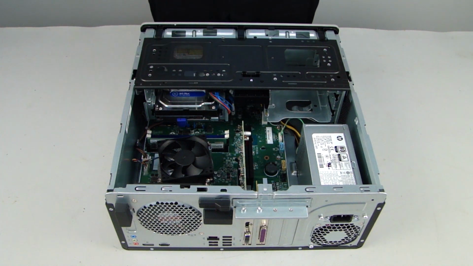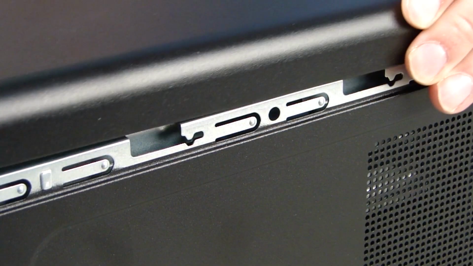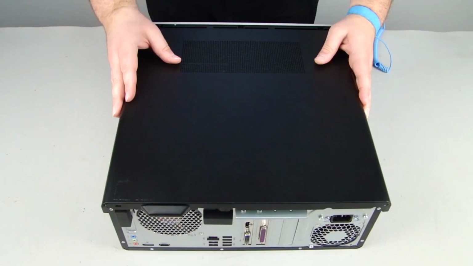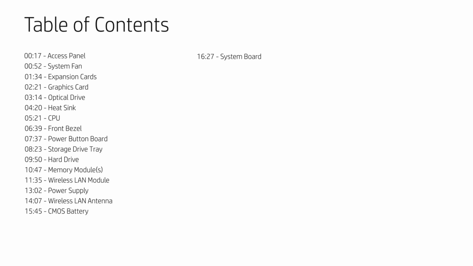Replacement. Lower the access panel into place, ensuring that the tabs on the access panel are aligned with the channels in the chassis. Slide the access panel forward until it snaps into place.